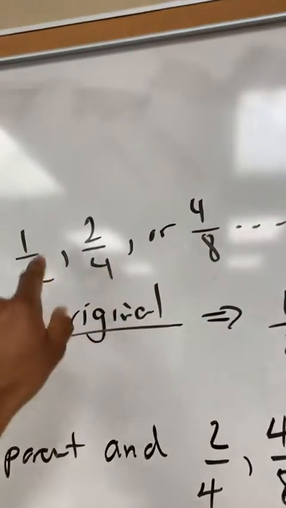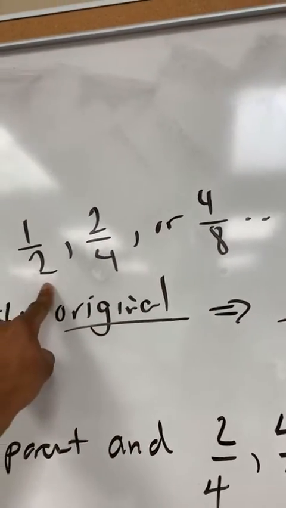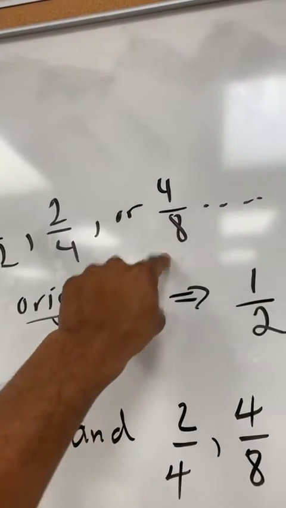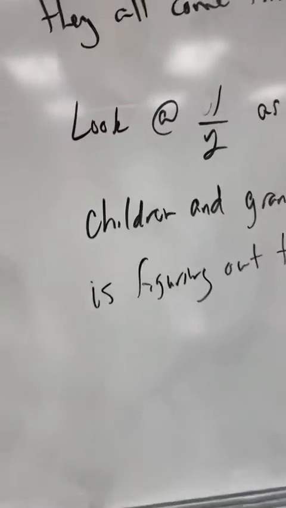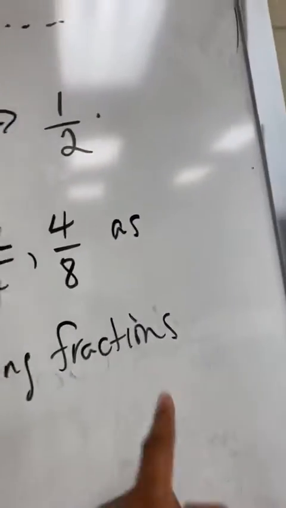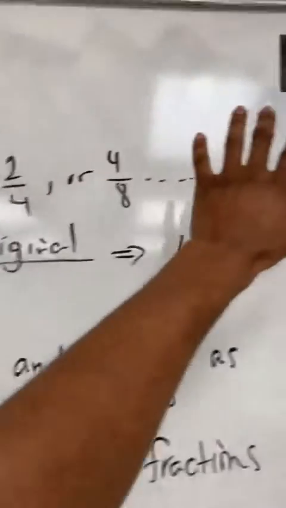Think of this as a family. 1/2, 2 over 4, 4 over 8. 1/2 is the parent. 2 over 4 is the child. Then what we have right here is the grandchild. You know what I'm saying? But they all come from the same place. When we reduce fractions, all right, what we're trying to do is figure out who's the parent. Does that make sense? Who's the parent? I can give you a fraction way out here somewhere, but where did it come from?